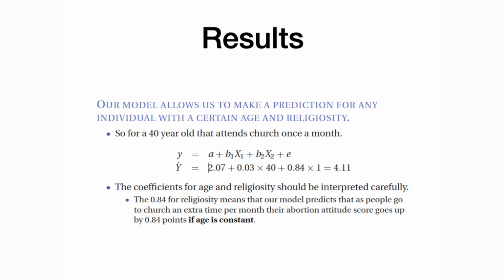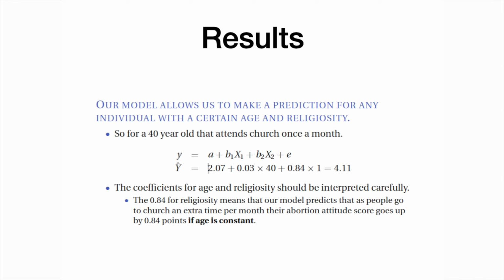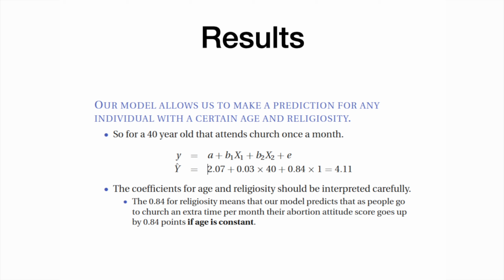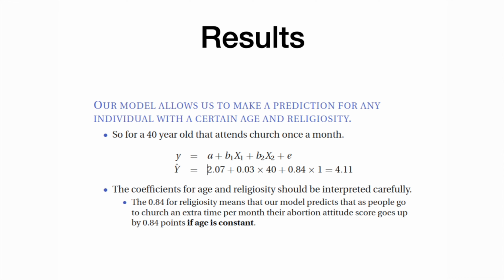So what you can do with that formula now is make a prediction for any individual of a certain age and religiosity. If you know how old they are and how often they attend religious services, you could plug and play into this particular formula and figure out where they would sit on that 0 to 10 scale.